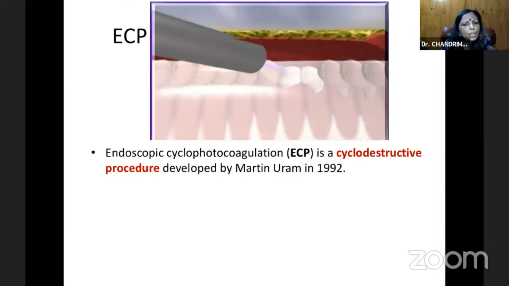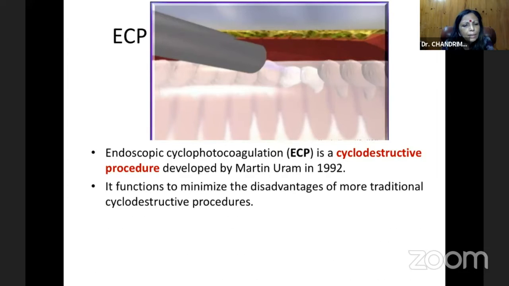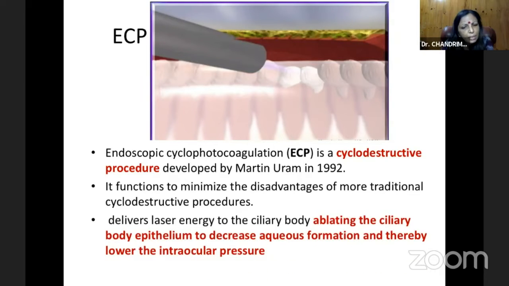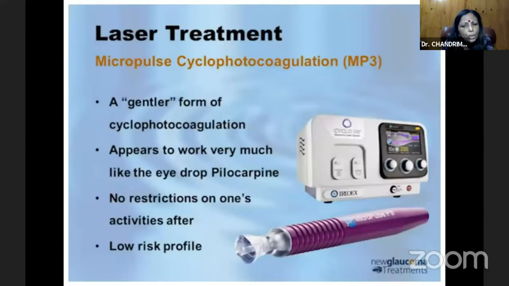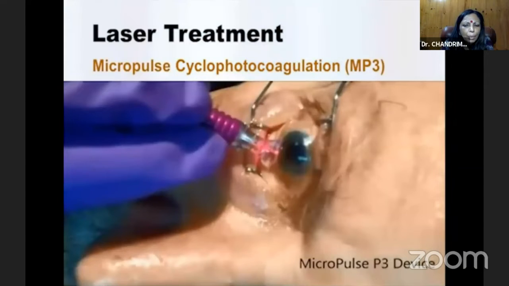So endoscopic photocoagulation is a cyclodestructive procedure, and it functions to minimize the disadvantages of more traditional cyclodestructive procedures and delivers laser energy to the ciliary body, ablating the ciliary body epithelium to decrease aqueous formation and thereby lower the intraocular pressure. So this is what is being used nowadays, micropulse cytophotocoagulation. It's a gentler form of the cytophotocoagulation, and it appears to work very much like the drop pilocarpine. It has a mechanical effect, and it's a low risk profile, and you apply it in a semicircle over the hemisphere, and there are time gaps after each application.